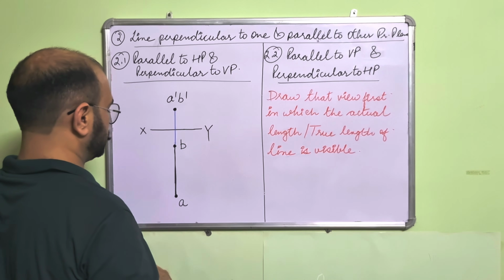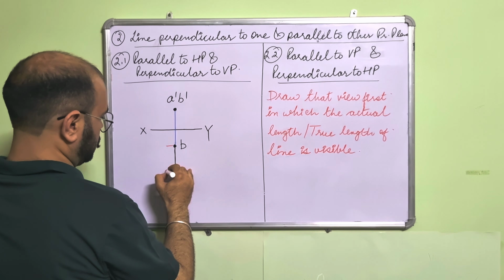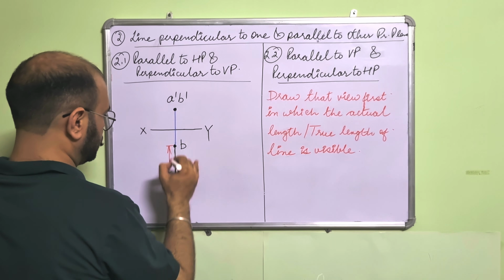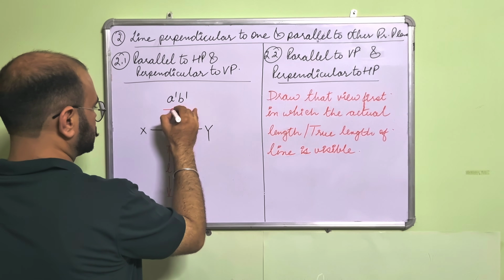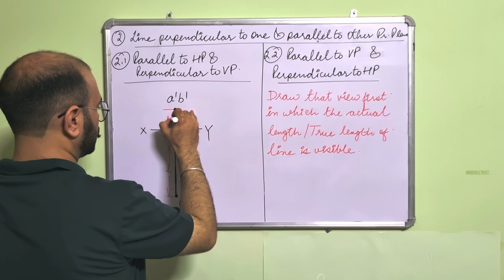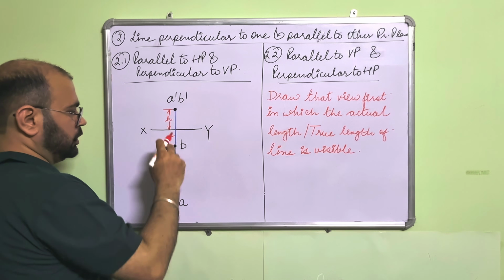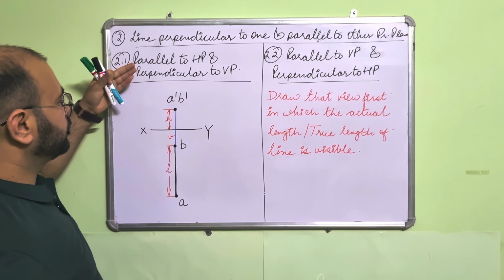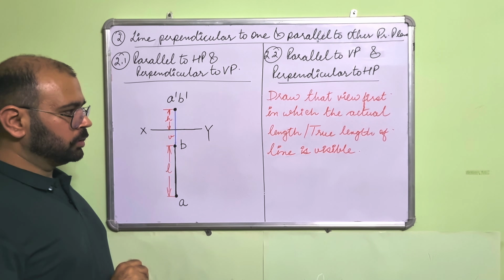And we will name it like this: L, let us suppose, is the length of the line. This is the distance from VP. This is the distance from HP, small h, and this is v, the distance from VP. So this is the first case, when the line is parallel to HP and perpendicular to VP.